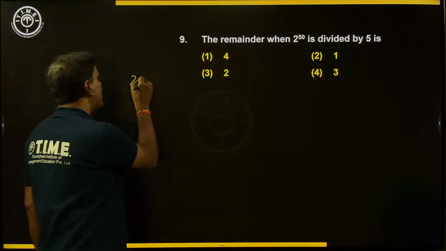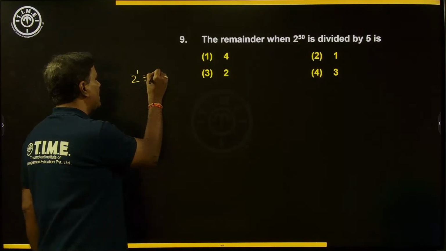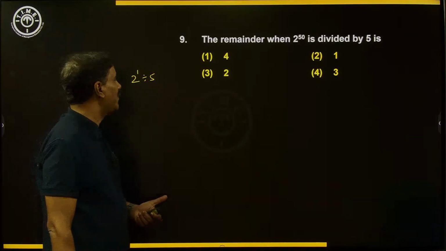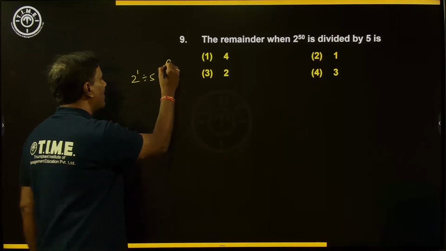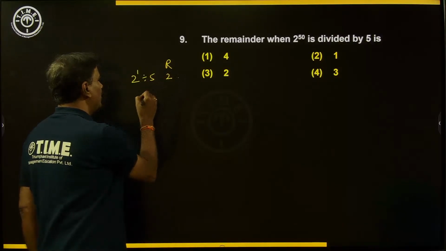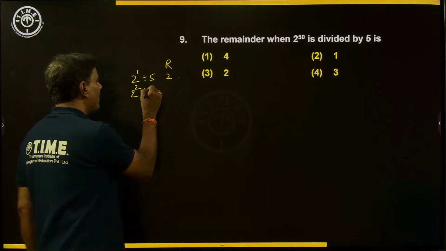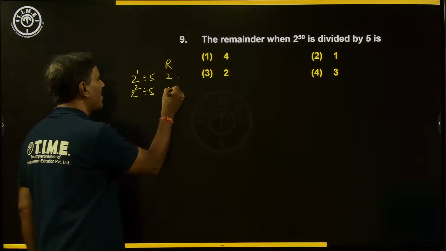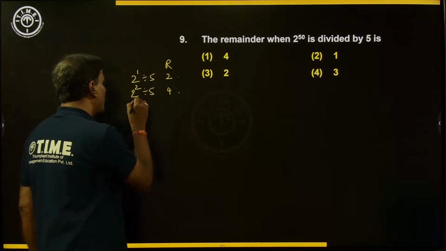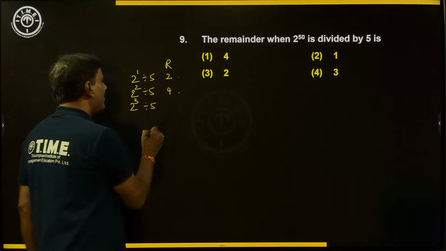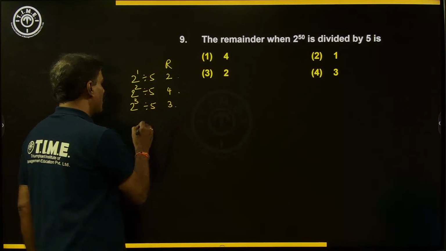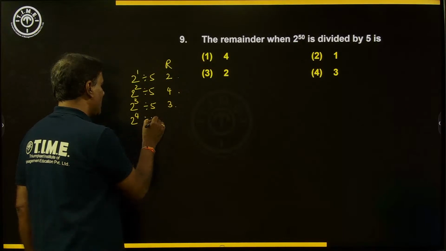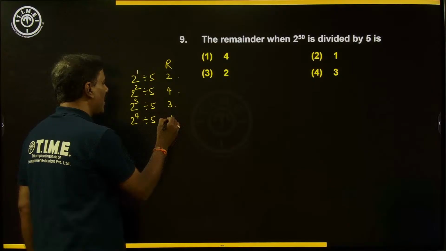So when we divide successive powers of the same number with the same divisor, the remainders will be repeated. Like 2 power 1, if we divide by 5, remainder is 2. 2 square is 4. 4 if you divide by 5, remainder will be 4. 2 cube is 8. 8 if you divide by 5, remainder will be 3. 2 power 4 is 16. If you divide by 5, remainder will be 1.